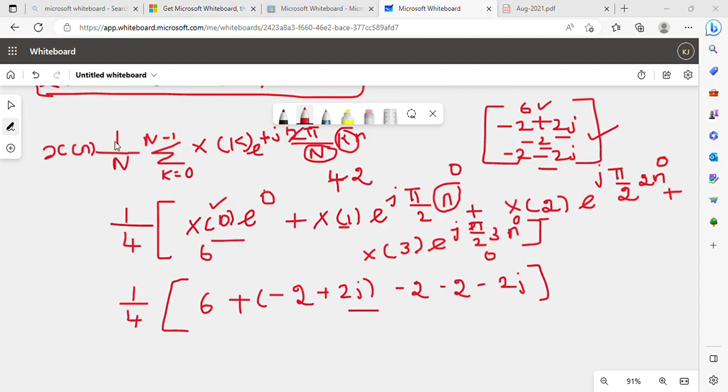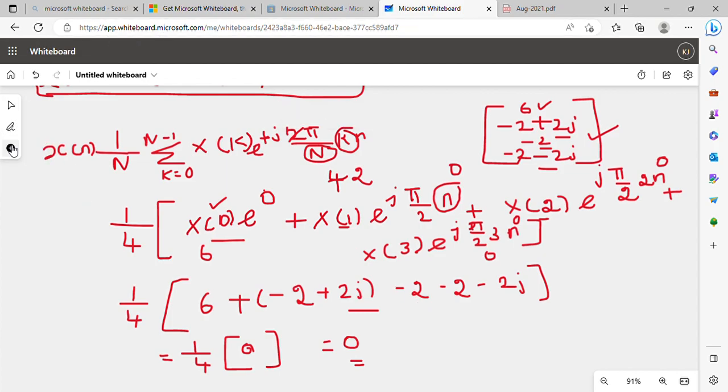I'll prove it for you students. It is 6 minus 2 plus 2j, minus 2, minus 2 minus 2j, which provides me 0, right? So now I have to put it equal to 1 by 4 into 0, which provides me 0. So I got my very first resultant verified, right? Yes. Now I will do the next one.